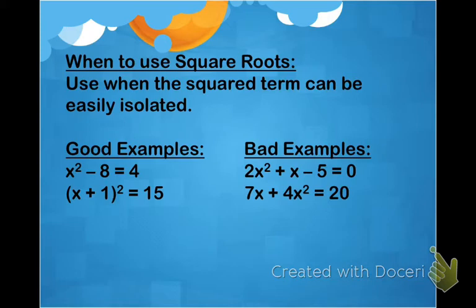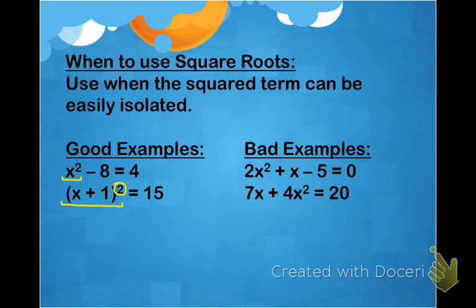Here are some good examples to compare. X squared minus 8x equals 4 is good because I could easily get this term by itself by adding 8 to both sides. The second example is good because the squared term is this whole quantity right here. X plus 1 quantity squared is equal to 15. I could undo this squared here by square rooting on both sides.